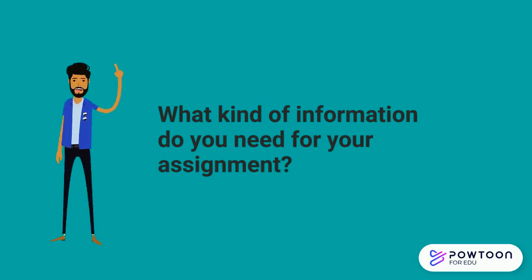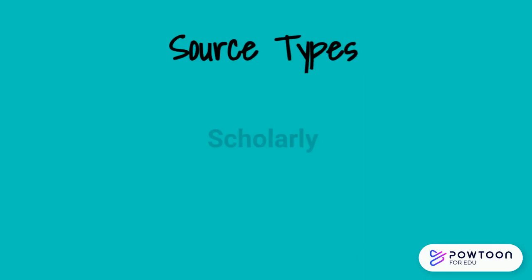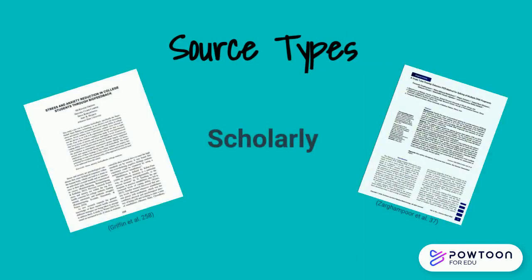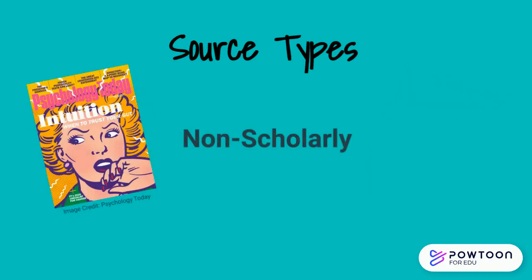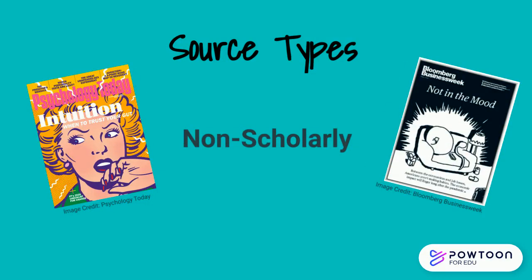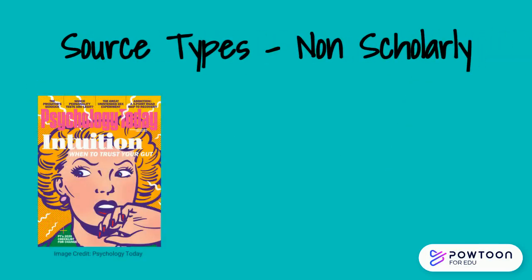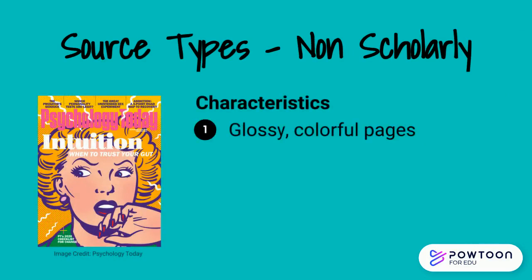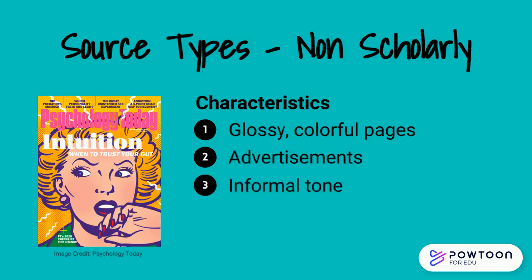best source to use. When we talk about source types, we are talking about scholarly and non-scholarly resources. As college students, you will primarily be using scholarly resources, so it's important to be aware of what to look for. Non-scholarly sources are meant to entertain or inform the general public. Common characteristics include glossy, colorful pages with lots of advertisements. They are much more informal in tone, and formal citations are not required, so authors might say, according to the American Medical Association, but they do not include a formal citation to their source.